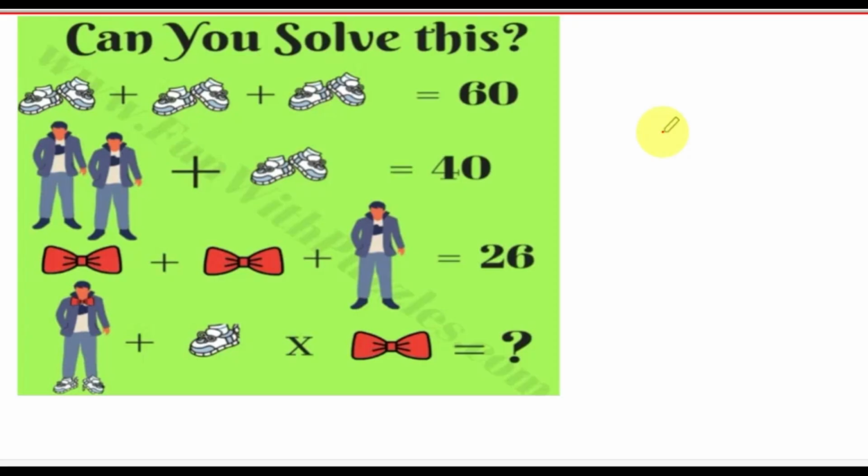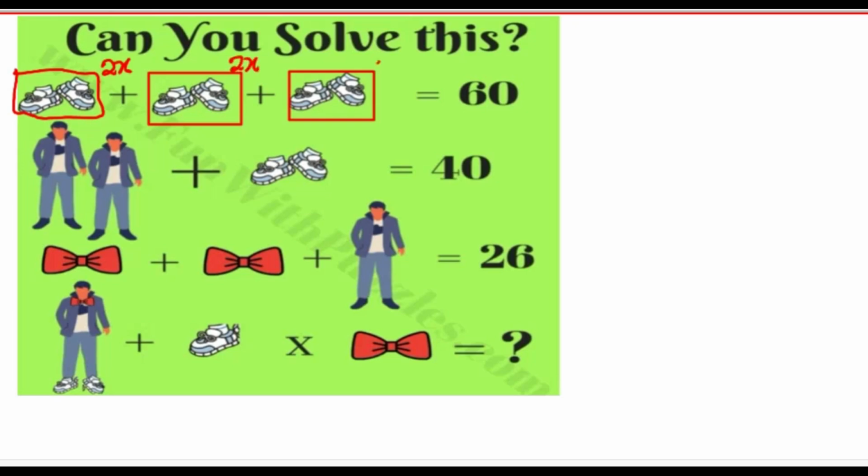So to solve this one, let's consider here. Assuming we make this a pair of boots, then we also have this one as another pair of boots, and this one another pair of boots, right? Then we represent the pair of boots as 2x, this one as 2x, and this one as 2x, right?